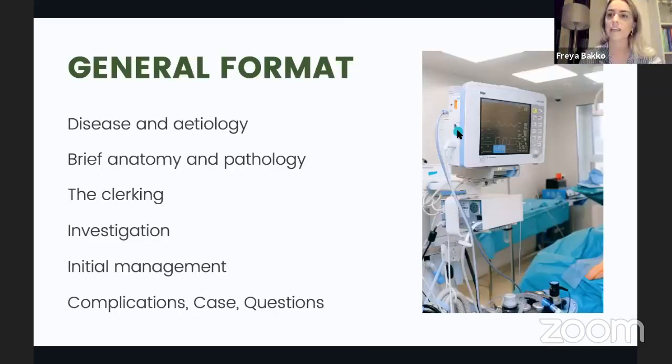So the general format of the presentation will be going through the diseases and the etiologies, the very brief anatomy and pathology of the different presentations. We'll go through how to clerk for the different surgical presentations you might see to please your seniors. We'll go through the investigations you should order as juniors and the investigations you might be asked to order, and how to get them through and accepted, for example, by radiology. And then the initial management, the acute management you'll be expected to perform, and then the more senior surgical management. And then we also want to talk a bit about complications of the surgical procedures, complications you might come across and be asked to initially sort out, and then we'll go through some cases.